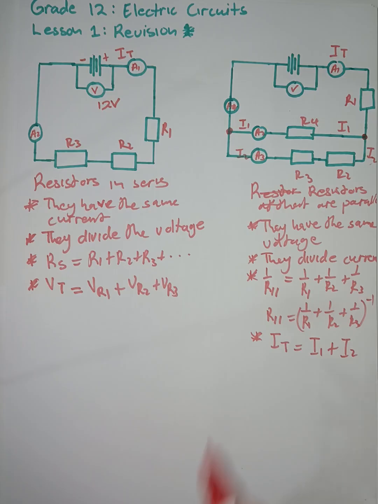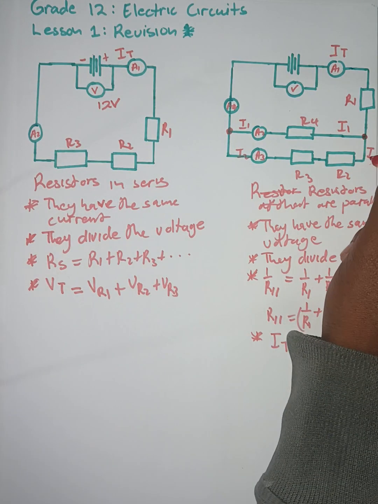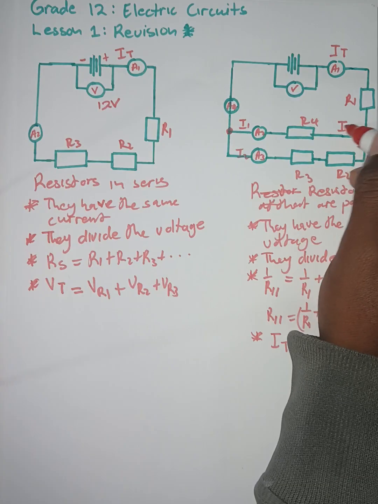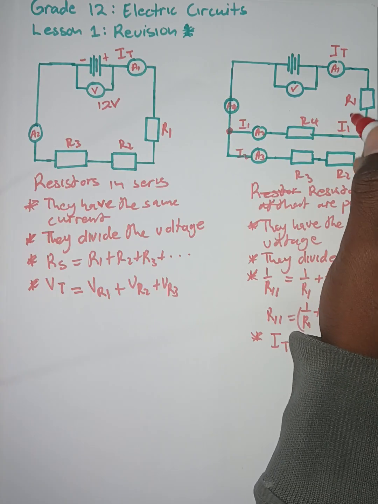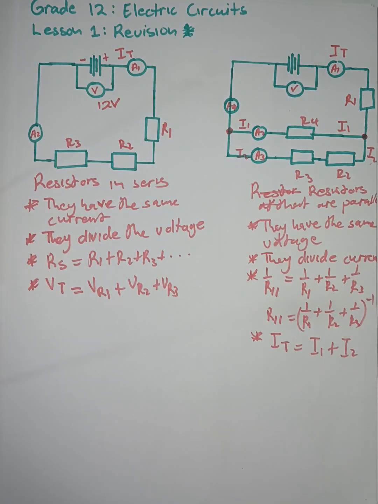Now remember, when current gets to that point, this is when it splits. So some of it goes in that direction, and some of it goes in that direction. But when I add those two currents, they will give me the total current. So that's one thing that you must note.